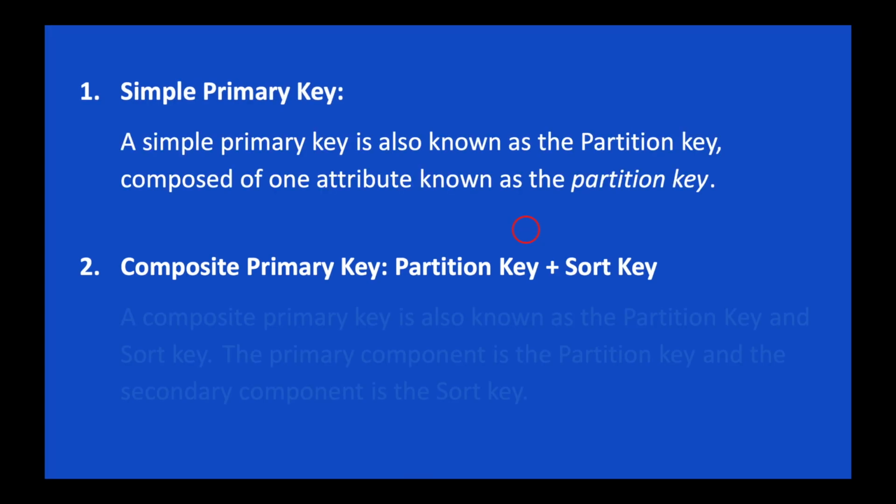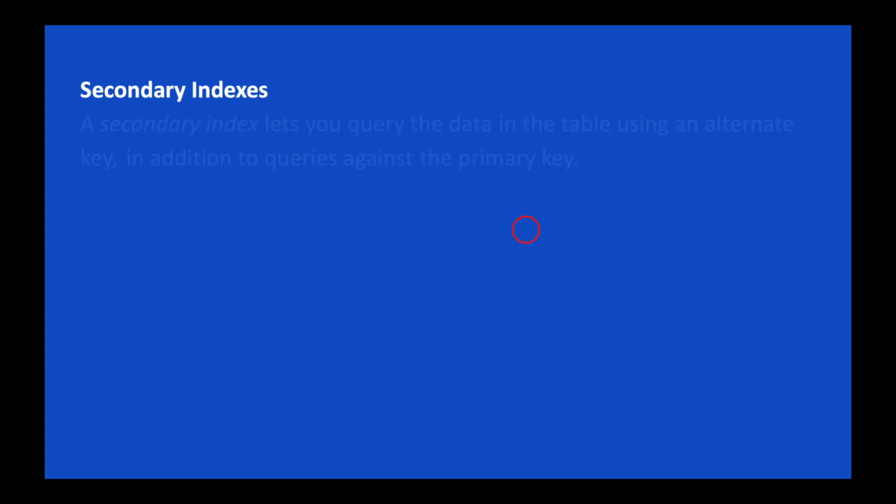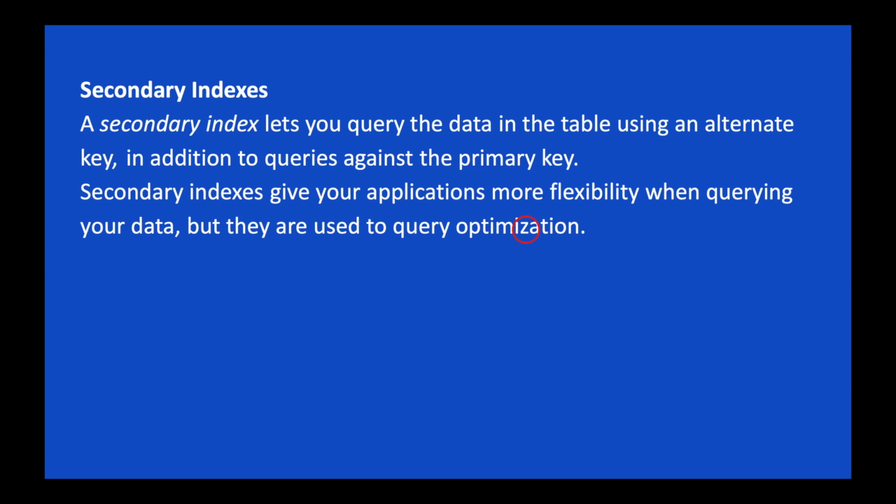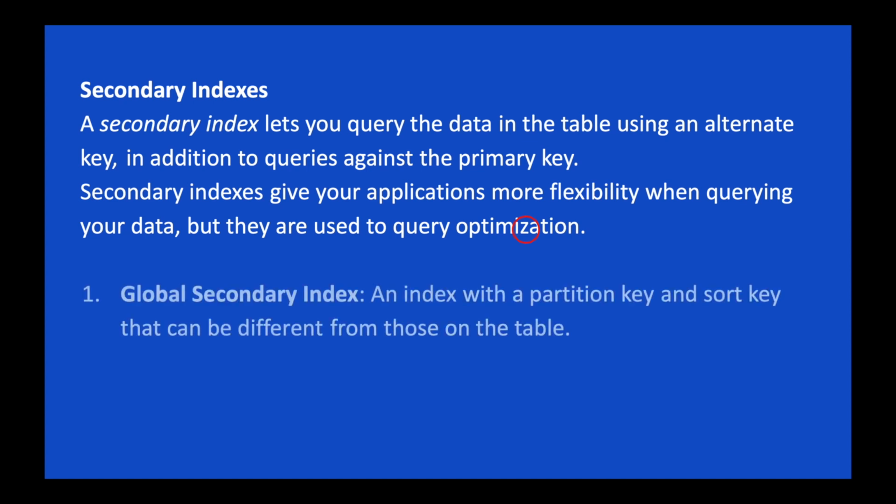And we have secondary indexes. Secondary indexes basically let you query the data in the table using an alternate key, guys, in addition to querying against the primary key. These secondary indexes give more flexibility when querying your data, and they are used for query optimization. We have two types of secondary indexes.